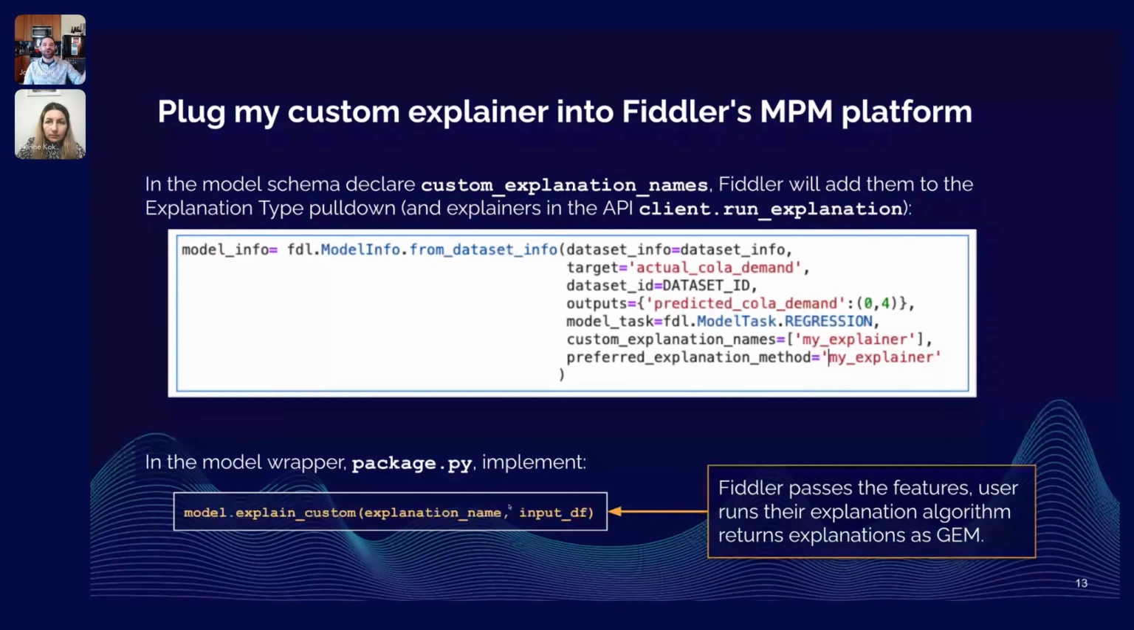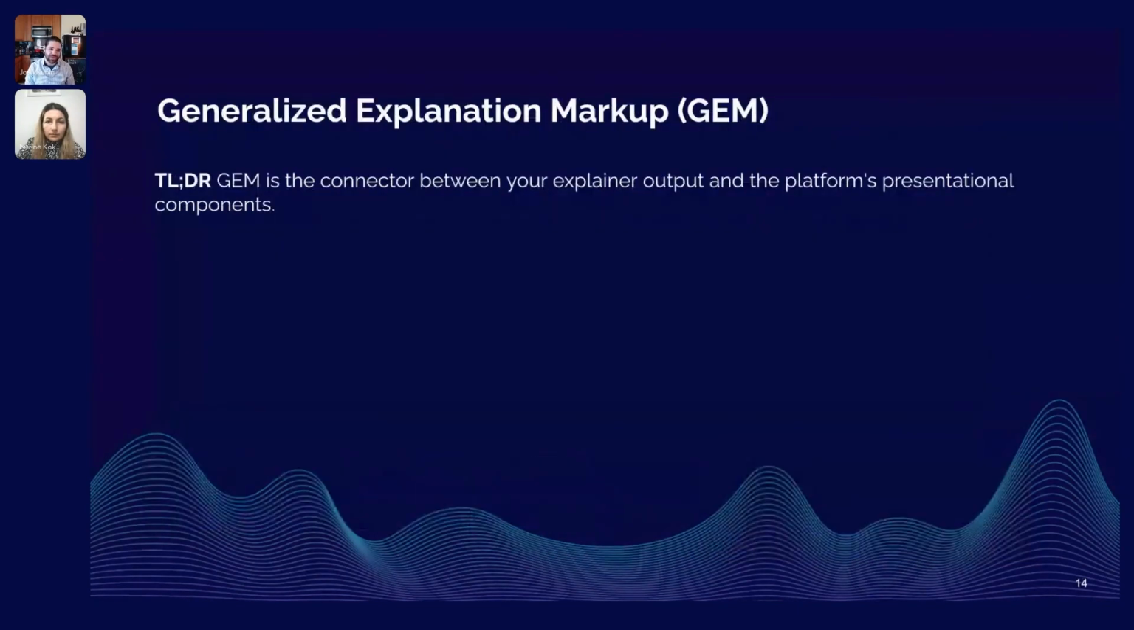And you'll put in the same notebook code that I ran there. Get those explanation matrices out. And then there's one last step: that function needs to return explanations in something called GEM. This is a bit of technology that we made up. GEM stands for generalized explanation markup. The TLDR is that GEM is the connector between your explainer's output and the platform's presentational components.